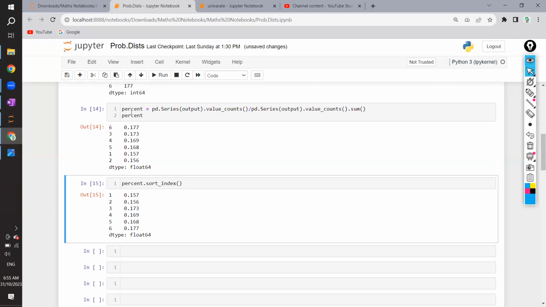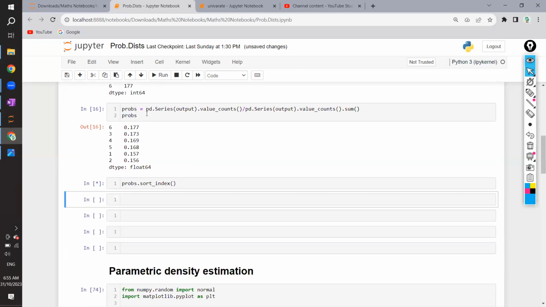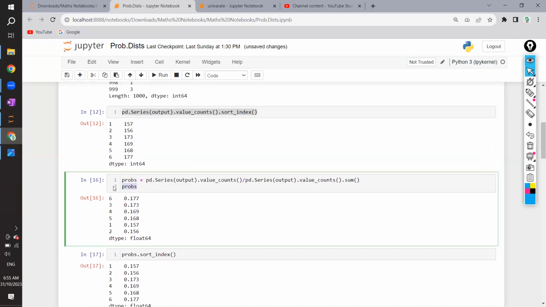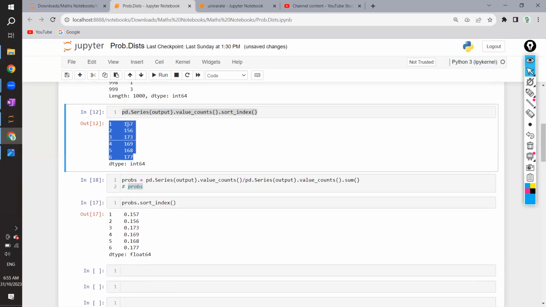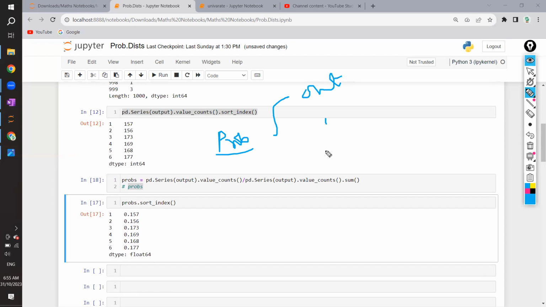So let me call it probabilities, because we are discussing probabilities. Let me just comment this. See, these are all the possible outcomes, and these are their corresponding probabilities. So to draw a probability distribution, what do we need, guys? The outcomes and the corresponding probabilities. Agree? So you got the outcomes and their corresponding probabilities.